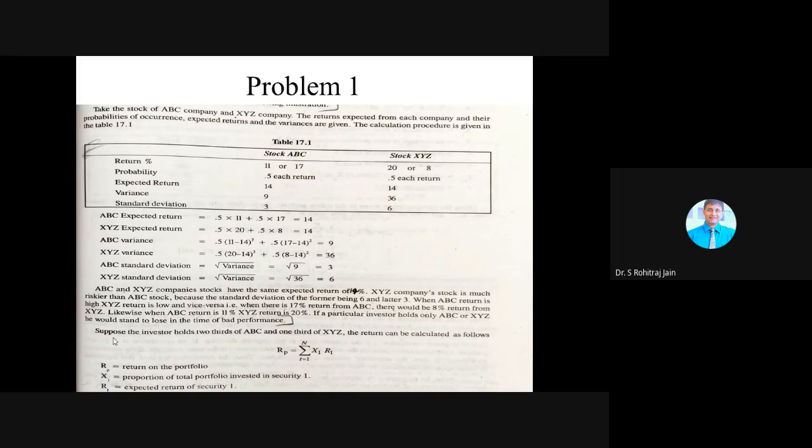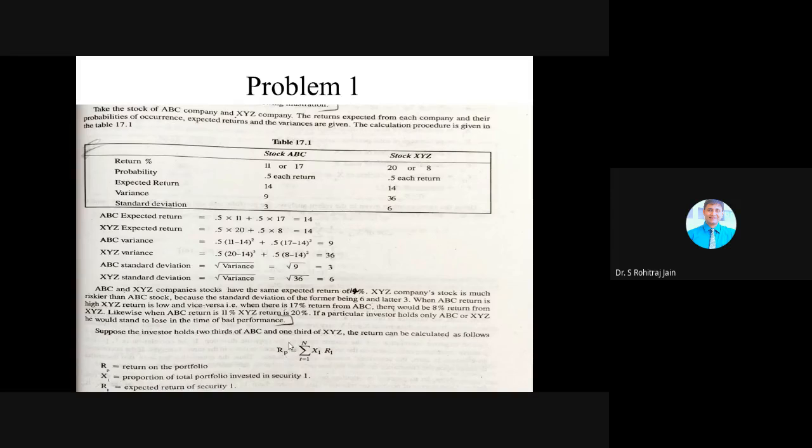Now, suppose the problem still continues. The investor holds 2/3 of ABC and 1/3 of XYZ. I'll repeat once again: suppose the investor holds 2/3 of ABC, that is 2 divided by 3, and 1/3 of XYZ, that is 1 divided by 3. The returns can be calculated as follows.